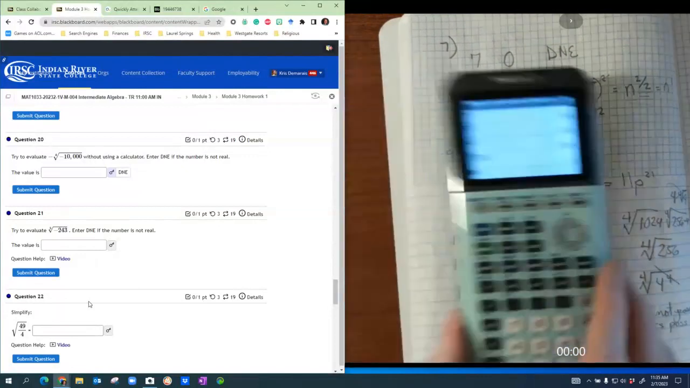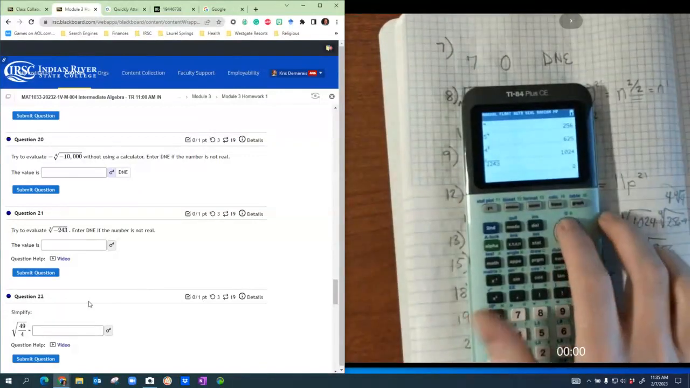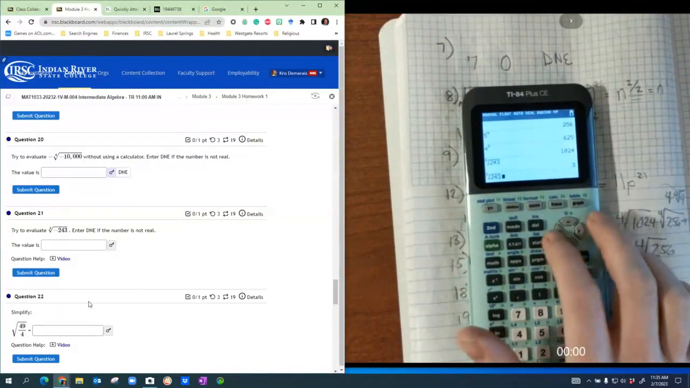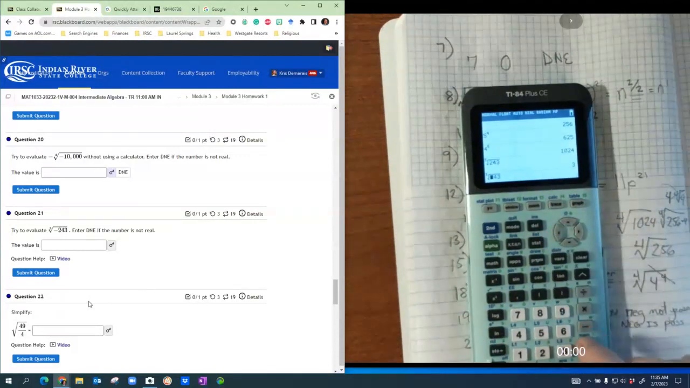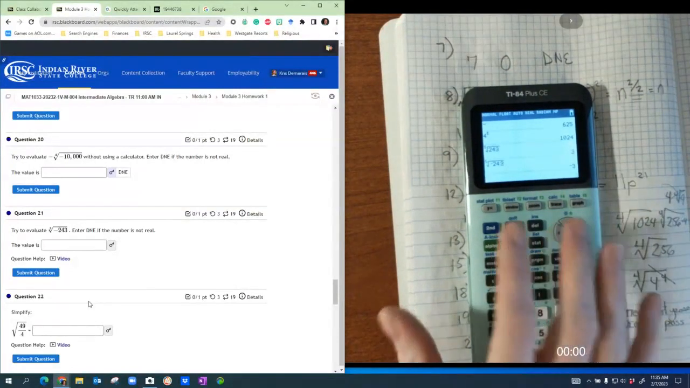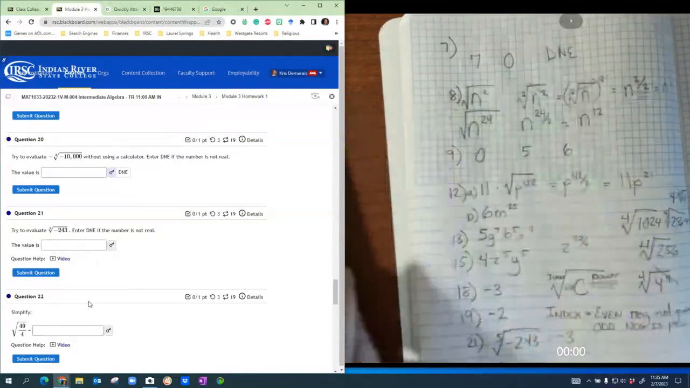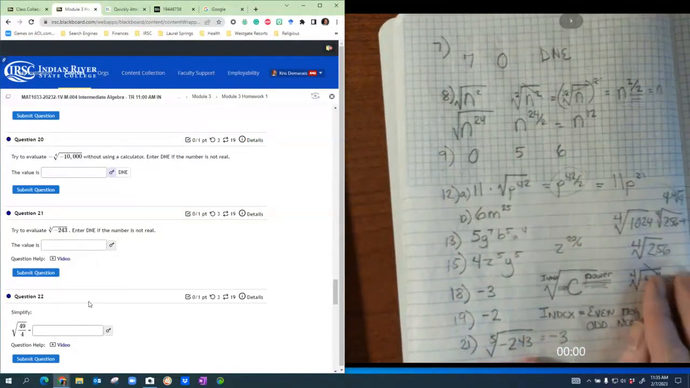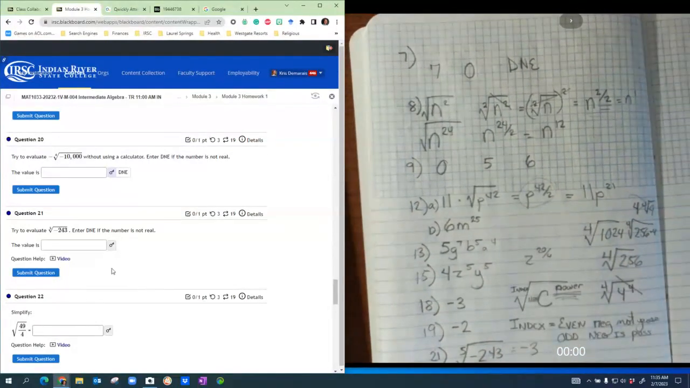Matter of fact, you can actually even put it in as a negative value here, like you have it in the question. Look at it, it's negative 3. So you can put it in the calculator as such. Now that gives us negative 3.